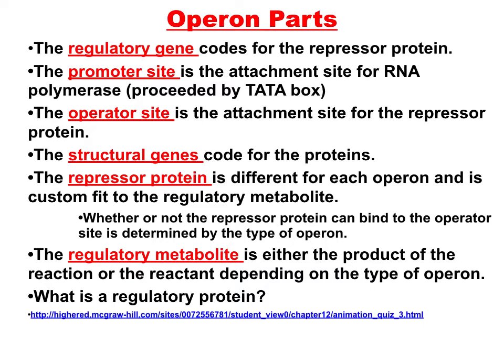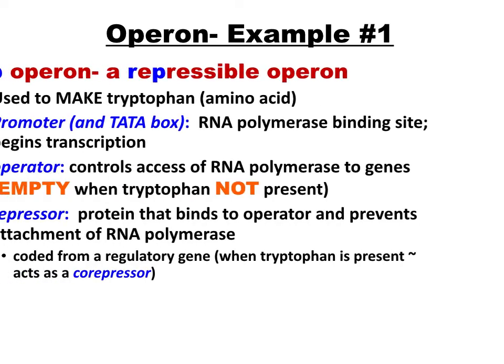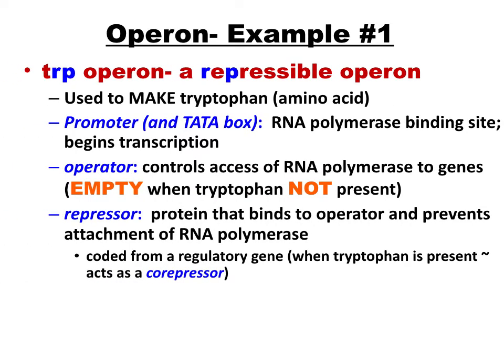All right, so let's look at two different examples. There are some operons where you need something from the outside to turn the gene on, and there are some where you need something from the outside to turn the gene off. The first example we're going to look at is the trp operon, which is a repressible operon.